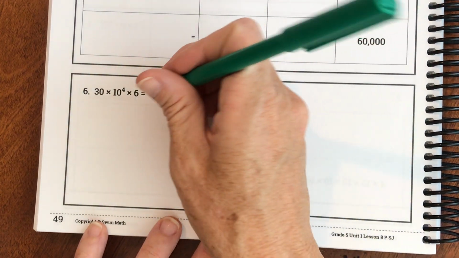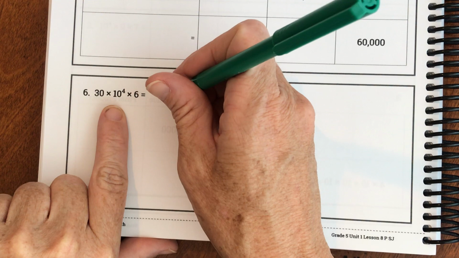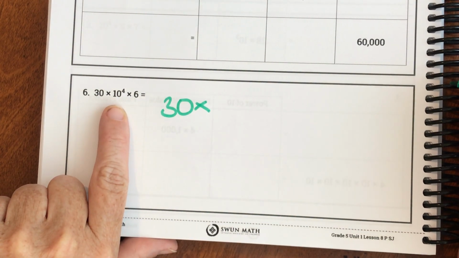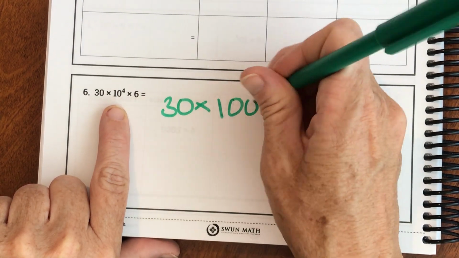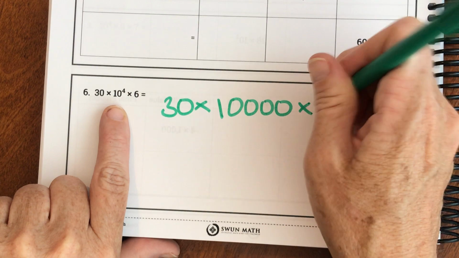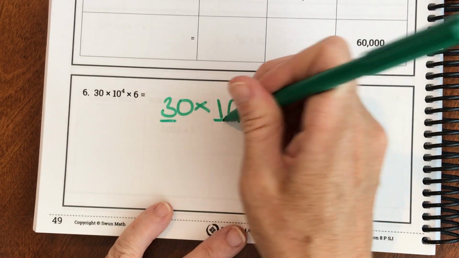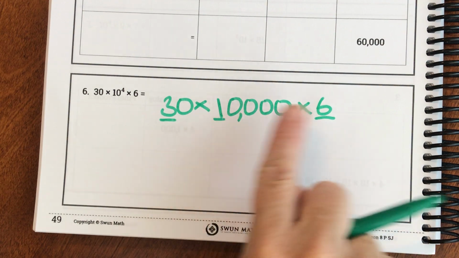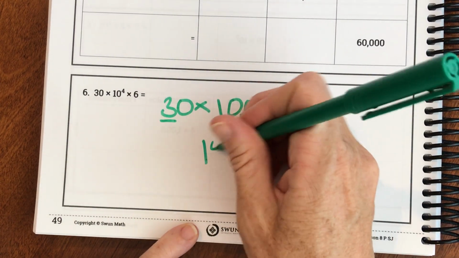So again, we're going to do step 1. We're going to decompose, or really just we're getting rid of our exponent. 30 times 10 exponent 4 means 10 times 10 times 10 times 10, or there's 4 zeros. So 1, 2, 3, 4, which is 10,000. Okay, step 2 is multiply our non-zeros. So what are our non-zeros? Okay, we have 3, 1, 6. So 3 times 1 is 3, times 6 is 18.